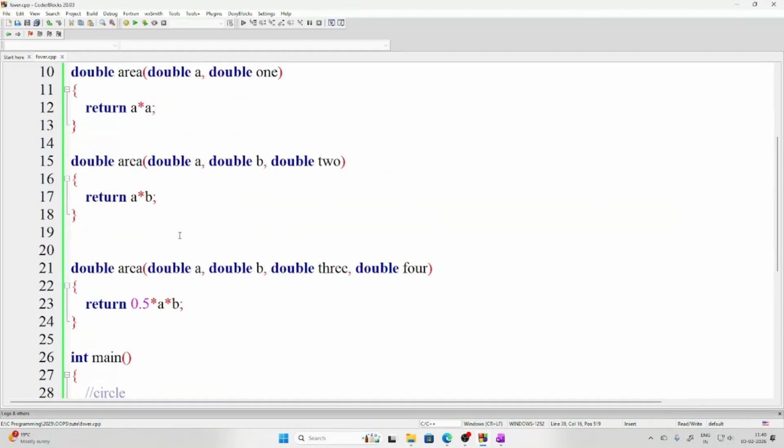So in this way you can overload the function, and in the similar way you can also overload the operators as well. So in this lecture I have told you how to overload the functions, and in the next lecture I'll tell you how to overload the operators.